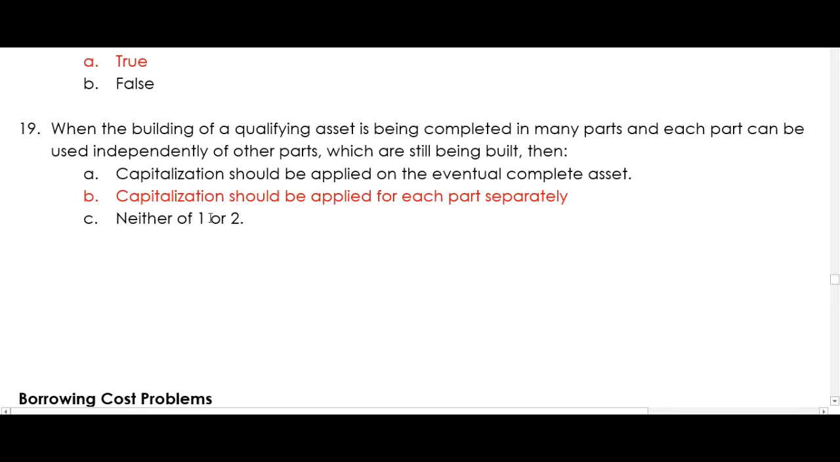19. When the building of a qualifying asset is being completed in many parts and each part can be used independently of other parts which are still being built, then the answer is letter B, capitalization should be applied for each part separately. So yung diniscuss natin kanina na isa-stop mo na yung capitalization nung natapos na portion tapos itutuloy mo siya dun sa mga hindi pa tapos na portion. So letter B ang sagot natin dyan. So yun na yung answers natin sa mga theory questions.